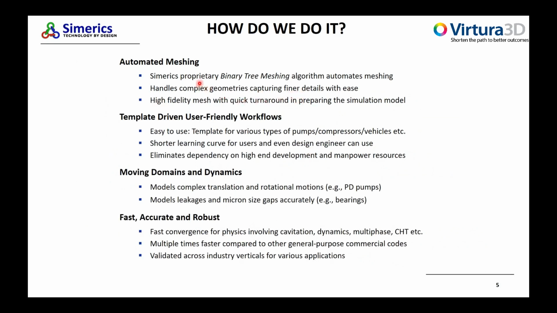So the first part of that is automated meshing. We have our own proprietary binary tree mesh. This is like a Cartesian unstructured grid, which can handle complex geometries, and it can capture very fine details with automated meshing and with ease. This high fidelity mesh has quite a quick turnaround in helping you prepare the model. So this is a big part of how we are fast.